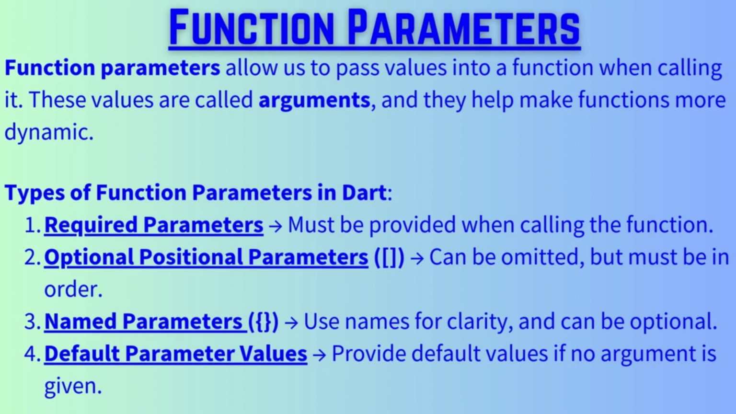Next, we have named parameters, which are written inside curly braces. Instead of passing values in a specific order, we specify the parameter name while calling the function. This makes the code more readable and easier to understand. Named parameters can also be optional, depending on how we define the function.